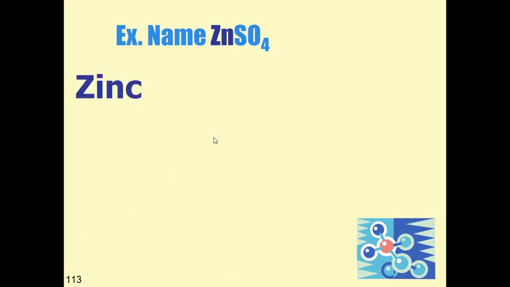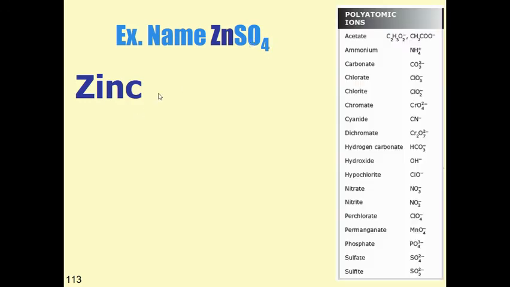So, ZnSO4. This guy is zinc. It's a transition element, but it has a fixed charge, so we don't need to give its charge in a Roman numeral. So that guy is just zinc, so we're naming the metal first. Then what's this guy called? You look him up on your polyatomic sheet and you see it's sulfate, SO4 2-. So this guy's name is zinc sulfate.